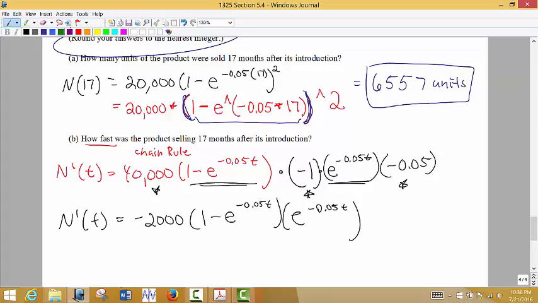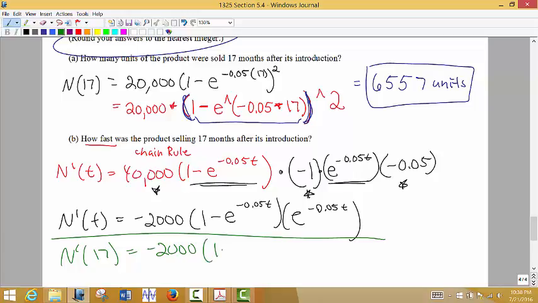We want to know how fast the product was selling 17 months after its introduction. So once we have the derivative, we're going to plug in 17 into the derivative. We want to know the rate of change at 17. So I'm going to put 17 in the exponent there, and we're going to put 17 in place of t in the exponent here as well.